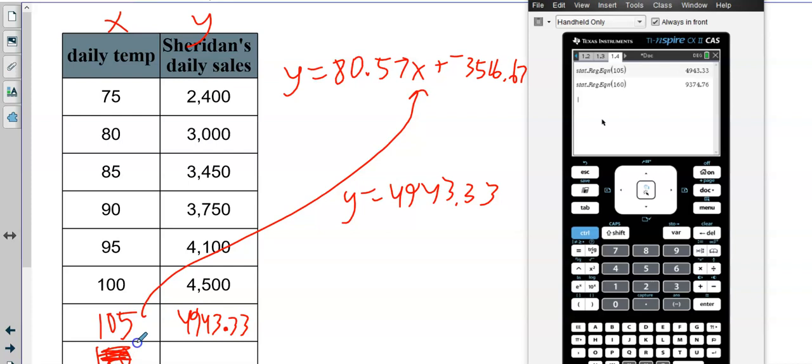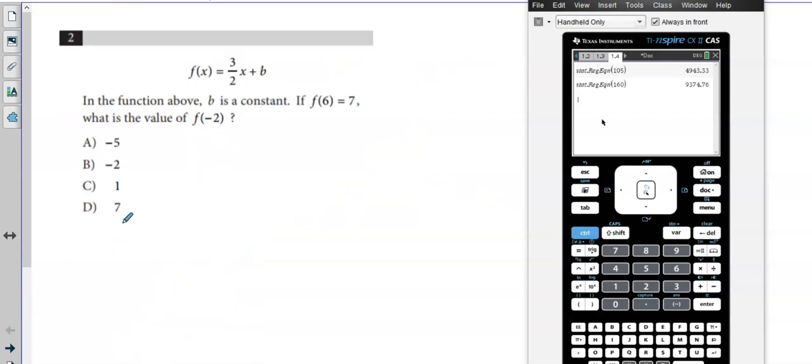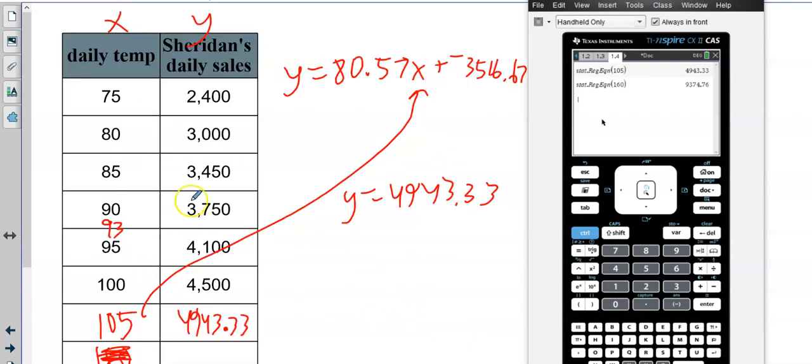I think that's okay. And also, we could guess like 93, right? So if you plug that into the equation, I'm going to plug in 93. I'm probably expecting some number. Let's see, 3976. Yeah, that makes sense, right? Something in between 3,750 and 4,100 would be a good prediction for that number.